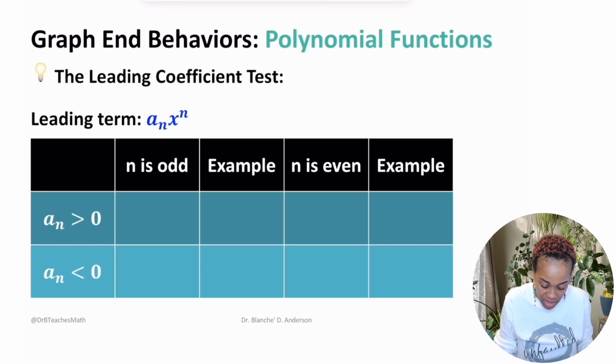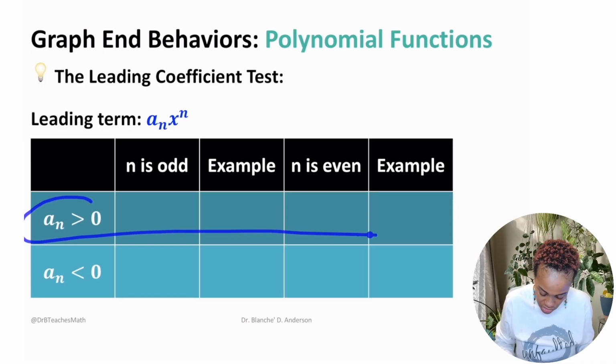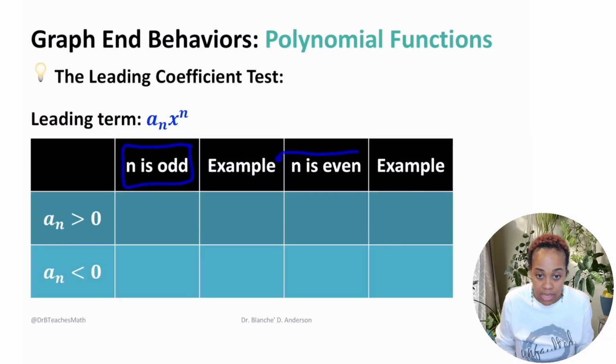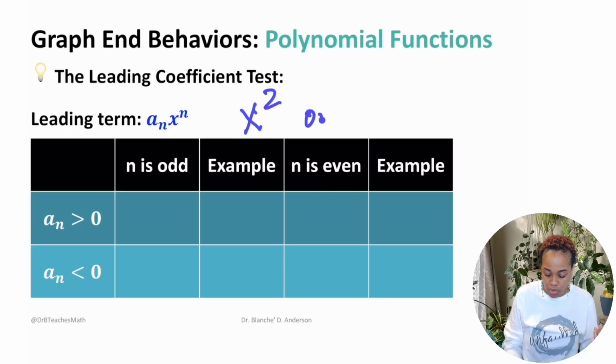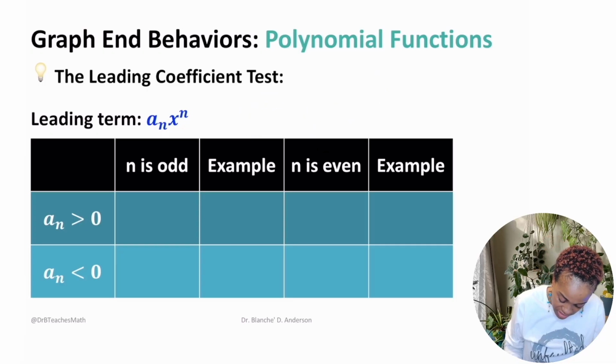So if a sub n, the leading coefficient, is positive, let's start here. Okay, let's do this row. And see, I have n is odd, n is even. I'm talking about this n, okay? So whether you have x squared or you have x cubed. Matter of fact, I'm going to fill those in as my examples.